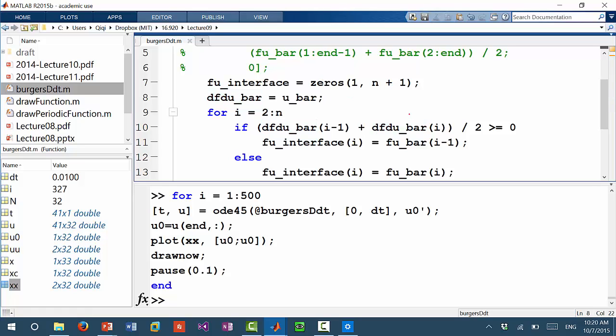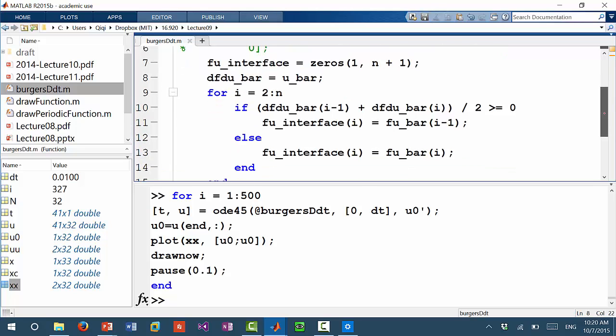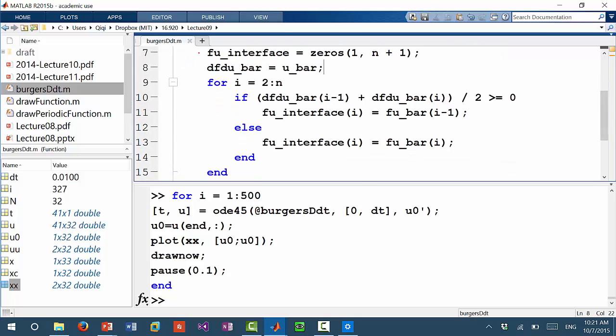In general, it is dangerous to actually compute the delta f and divide by delta u, because if delta u happens to be 0 across these two cells, you are going to be dividing by 0, and you're going to get a nan, like not a number, and your solution is going to blow up. Okay, any questions about these several lines of constructing fu interface from fu? That completes our upwinding. Any questions? If no, let's run it.